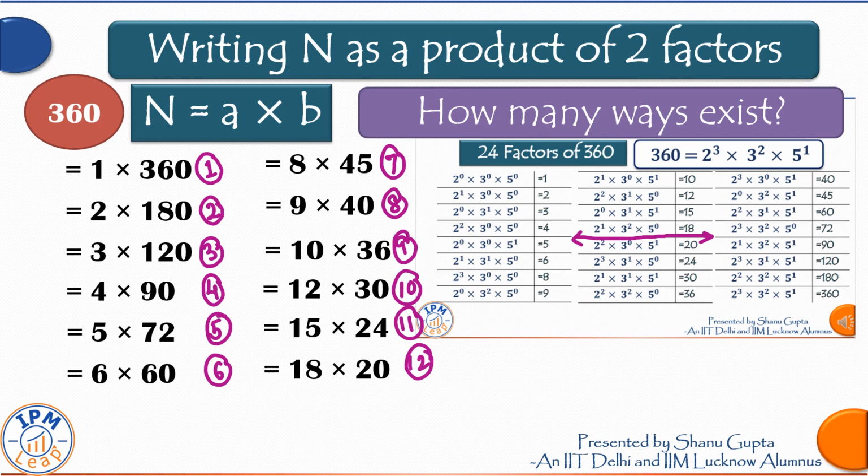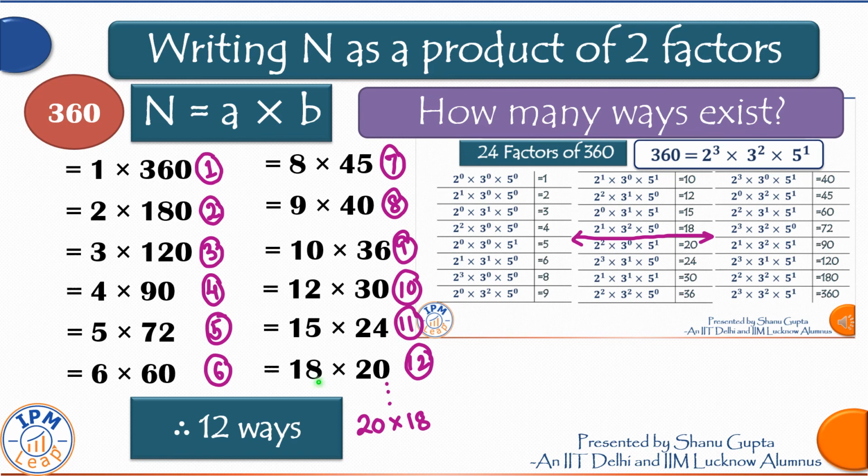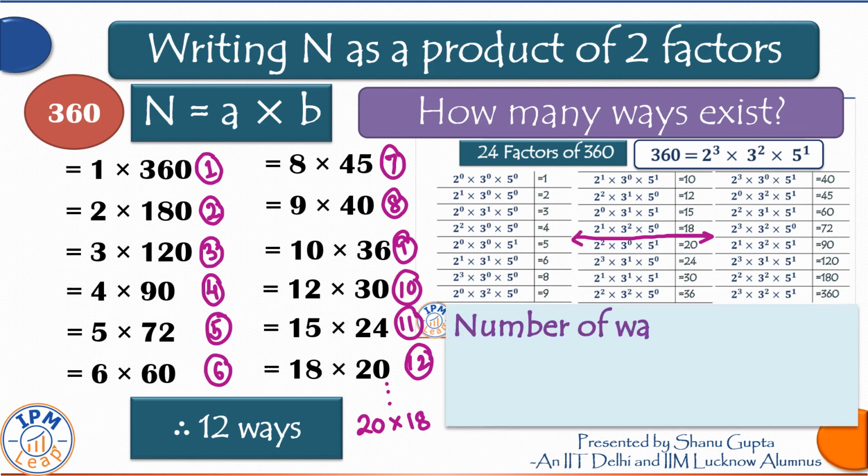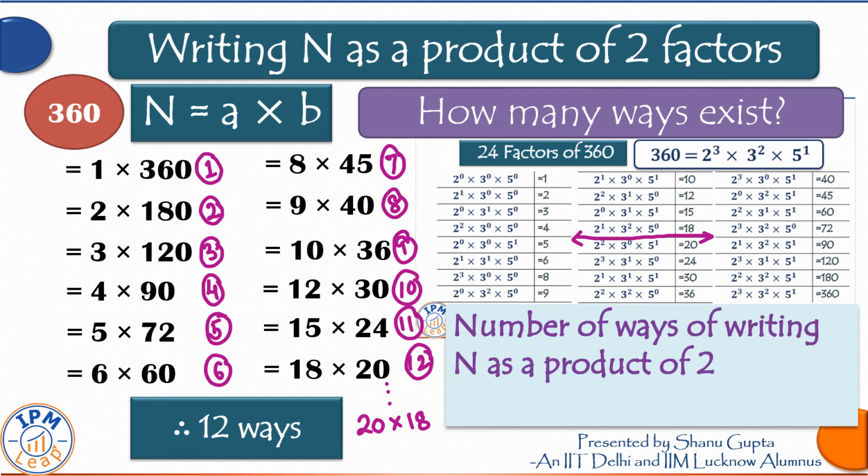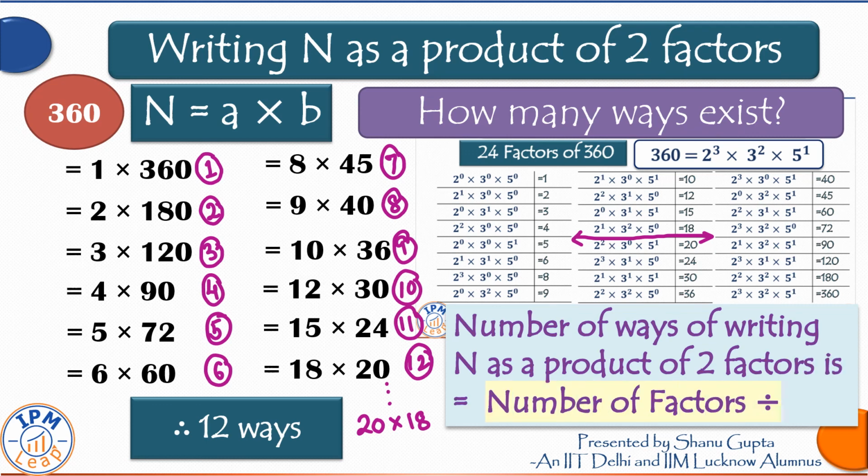After this, what comes next? The same combination of two factors starts repeating. Next comes 20 into 18. And writing 360 as 18 into 20 or as 20 into 18, it's one and the same thing, isn't it? So we drop the 12 repetitions after this and our answer is 12 ways. Remember, writing n as the product of two factors a and b, where a into b is the same as b into a, the number of ways of doing that is simply equal to the number of factors divided by 2.